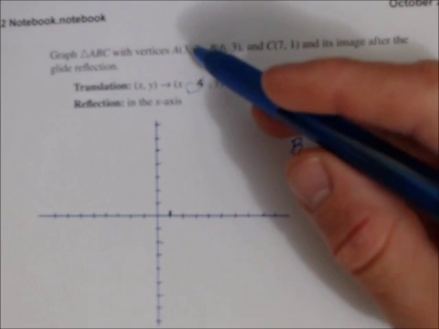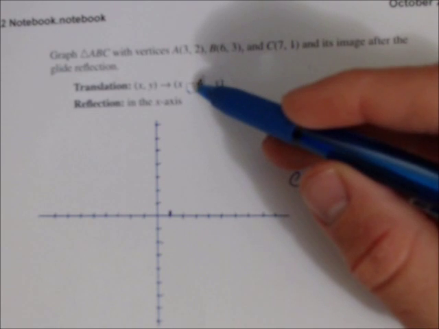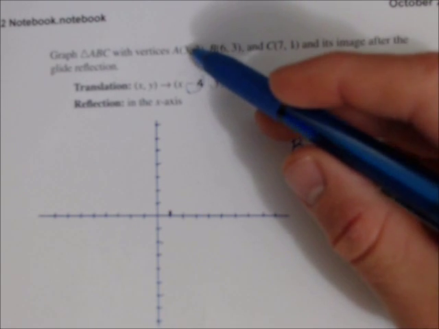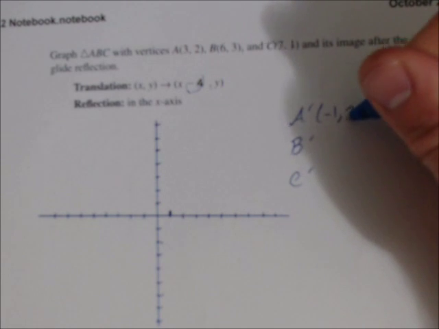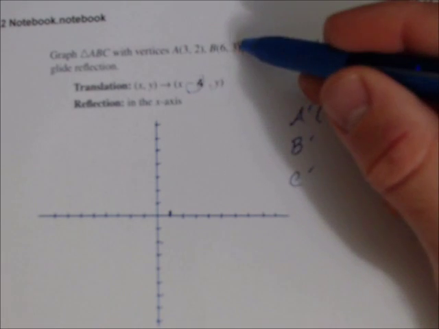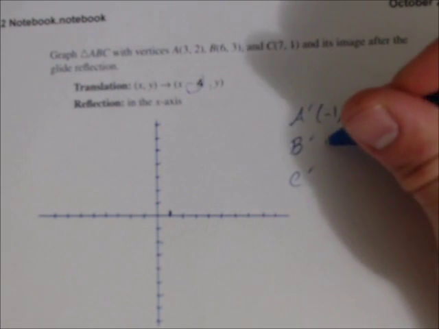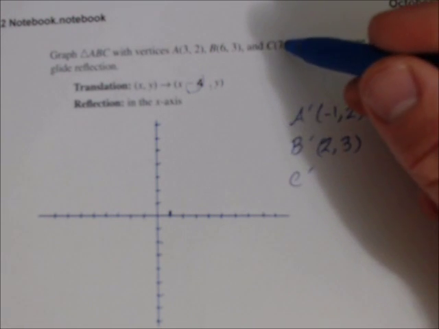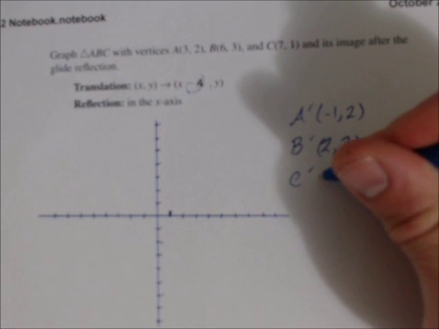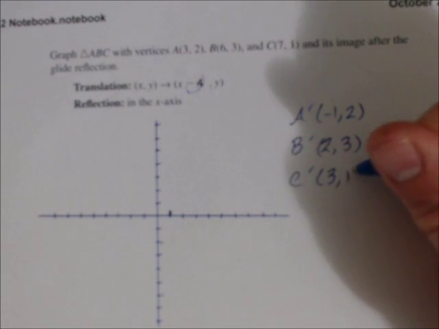So if A is (3, 2), after the translation we're going to subtract 4 from the x coordinate to get A prime, which is going to be (-1, 2). For B prime, we subtract 4 from the x coordinate, and we'll get (2, 3). For C prime, we'll subtract 4 from the x coordinate, and we'll get the point (3, 1).